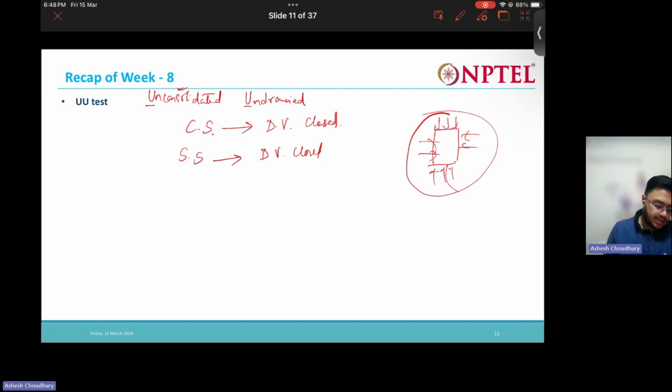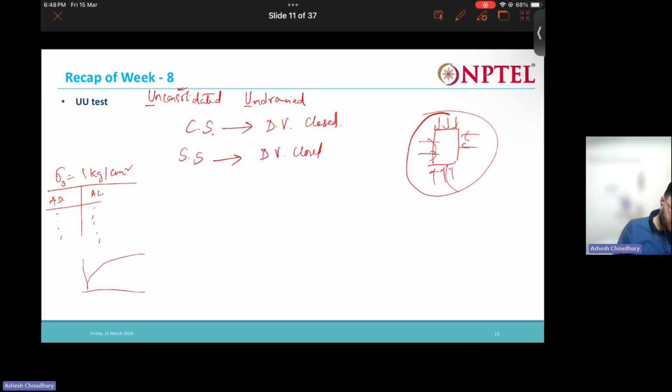So now what we generally do in the test: first we fix sigma 3 as 1 kg per centimeter square. Then you note the axial deformations with the axial load. So we keep noting these values, and from there we can get one graph.